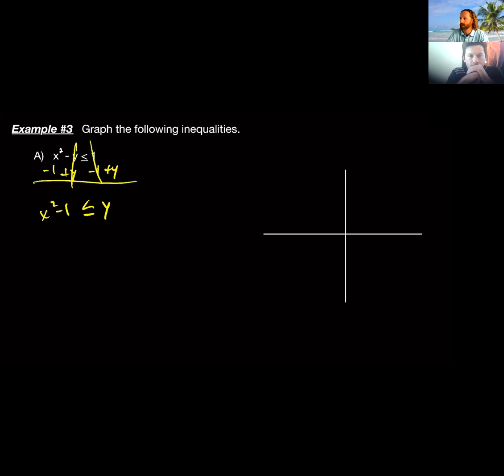Problem is, we just don't like it in this form. We'd rather have these flip-flop. See, it makes us happy. So I'm going to go ahead and flip-flop sides, which means I also need to flip-flop my sign, because I know that this is open towards the y. So this is what I'm going to graph.